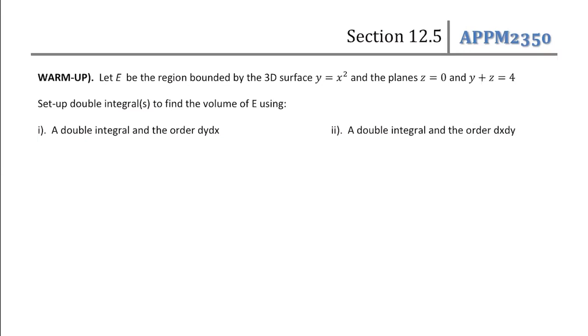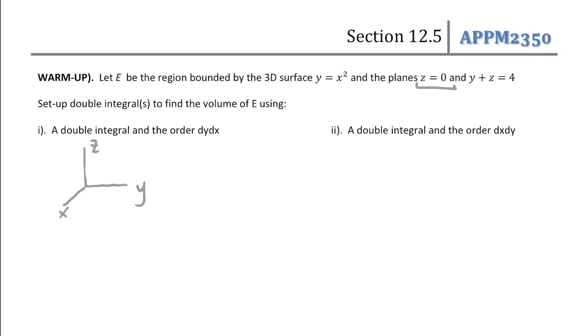In either of these cases, you're going to need to have a really good picture in your head of what this region looks like. So even if you don't feel great about your ability to graph it, let's talk through how you could at least visualize it. The plane z equals 0 is probably the easiest one. That's just my xy plane, so that's going to be a boundary.